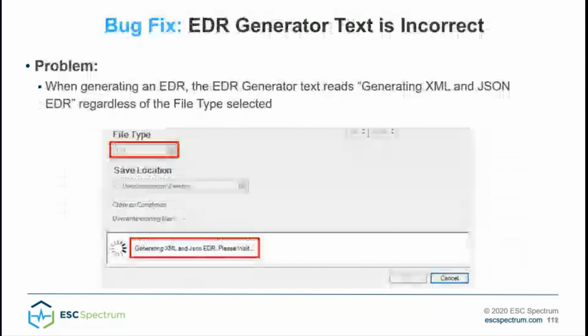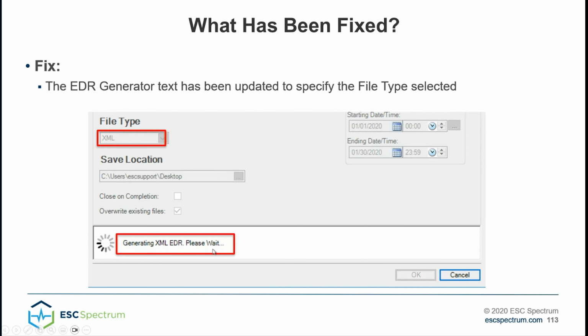In the EDR generator, the text would always say generating XML and JSON EDR, regardless of what file type you actually had selected here. It would say it was generating both. And that was fixed. So when you have XML selected, it'll say XML, vice versa for JSON, and both, if you have both selected.